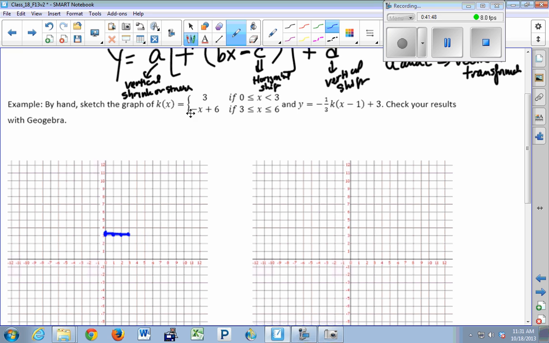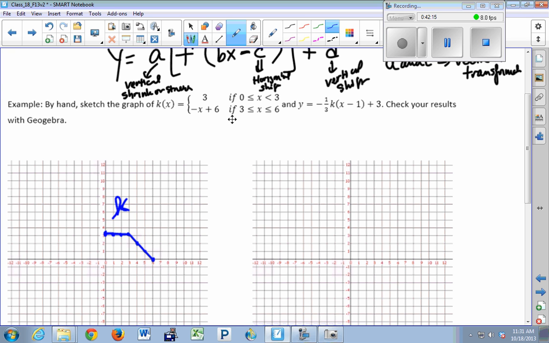The next piece is just a linear line with a slope of negative 1. My final point is going to be at x equals 6. So when I put 6 in here, I get negative 6 plus 6 is 0. So I go like that, and then I just do a slope of negative 1 straight down like that. So there's my graph of k. This is the graph of k.